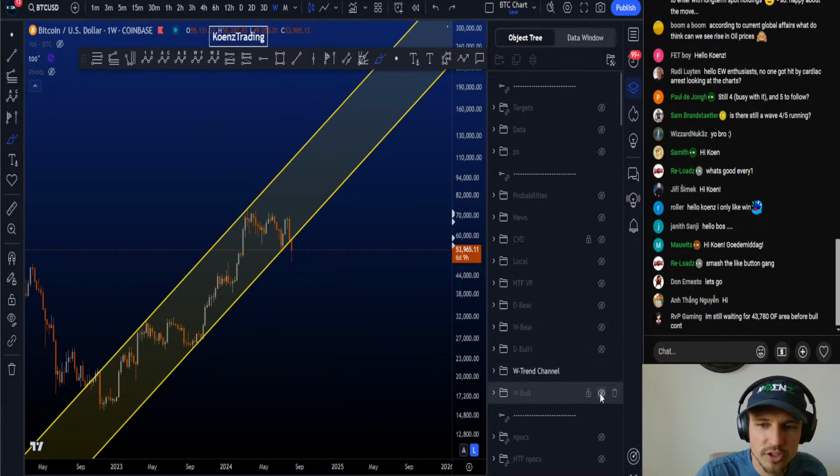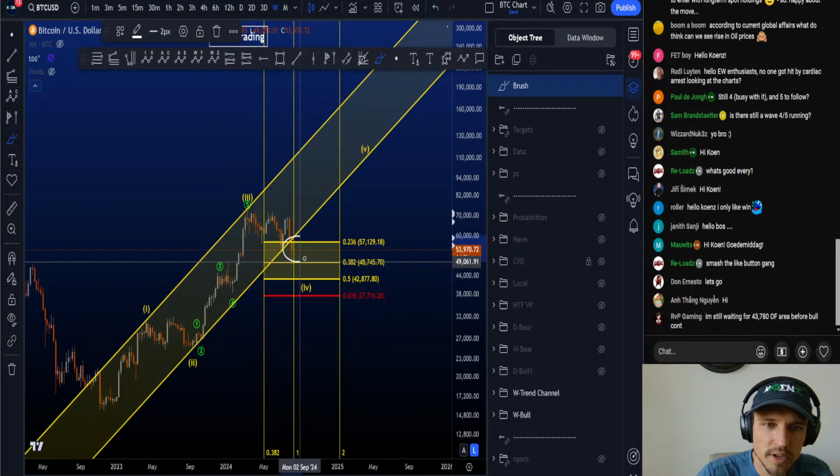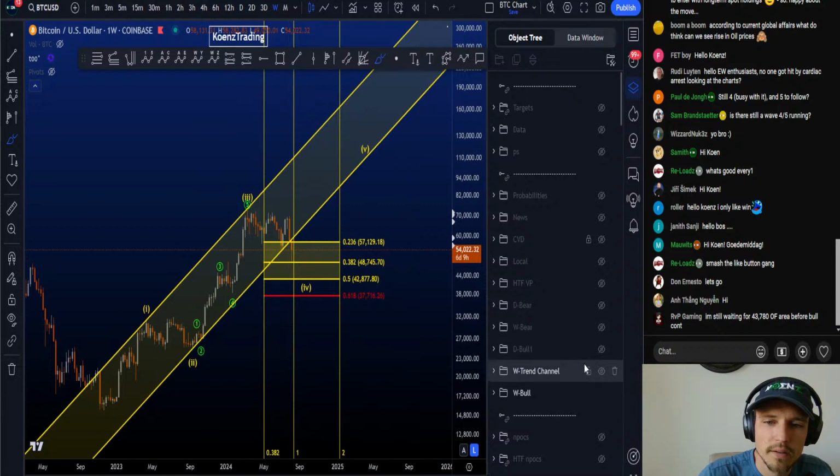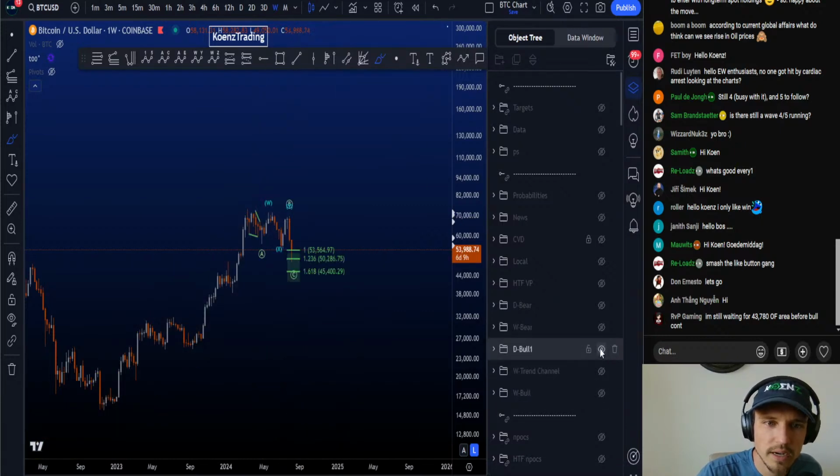So it matches, right? The channel over here, breaking the channel, is in confluence with looking for a wave 4. So the channel is supporting the narrative from an Elliott wave perspective to look for a 4 and one more 5 towards the upside.